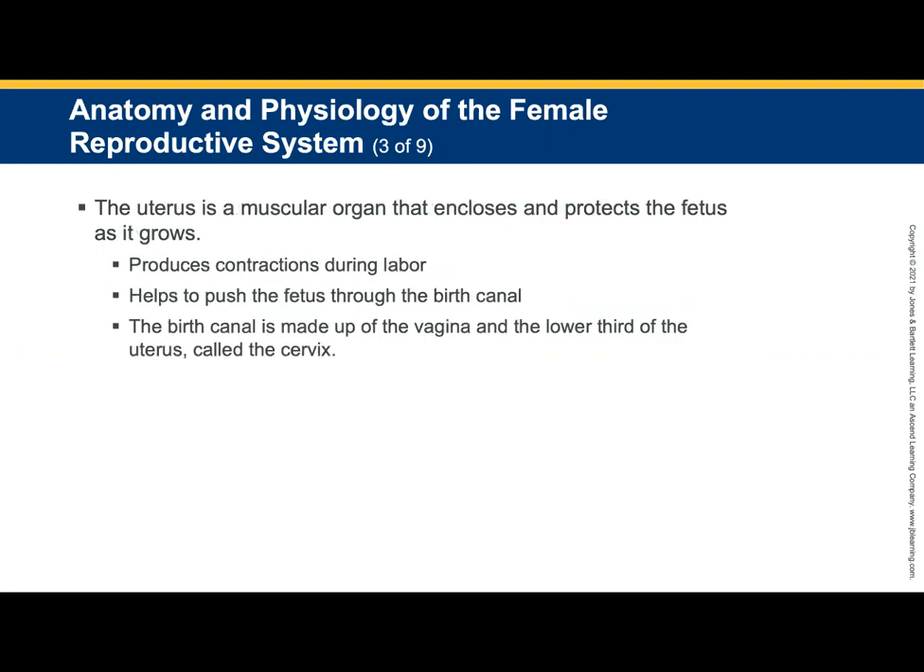The uterus is a muscular organ that closes and protects the fetus. The uterus produces contractions during labor and ultimately helps to push the fetus through the birth canal. So the birth canal is made of the vagina and the lower third of the uterus called the cervix. Here you go, here's your picture.